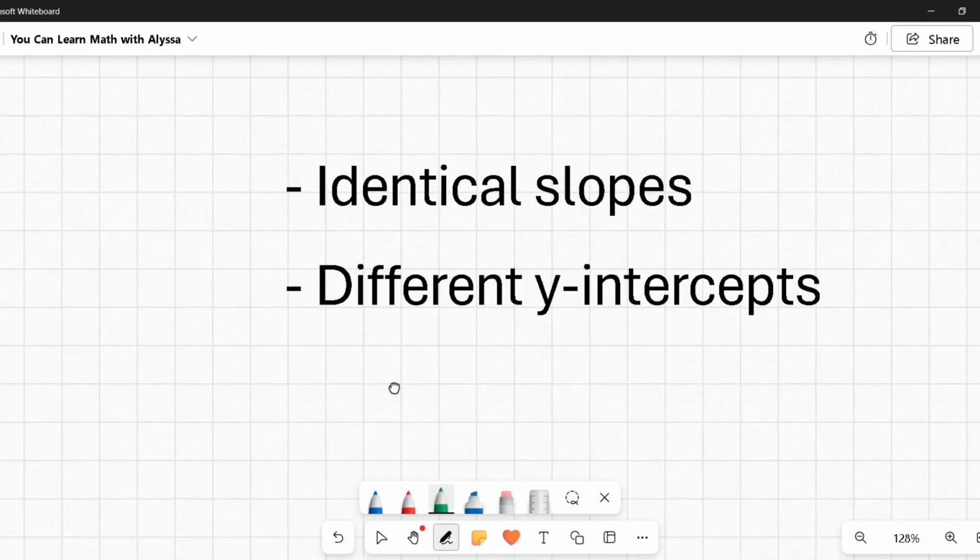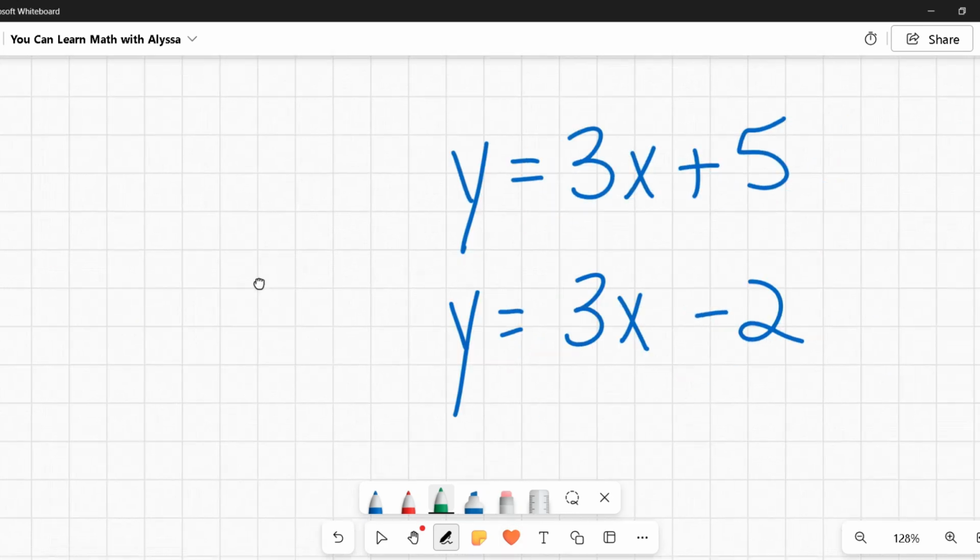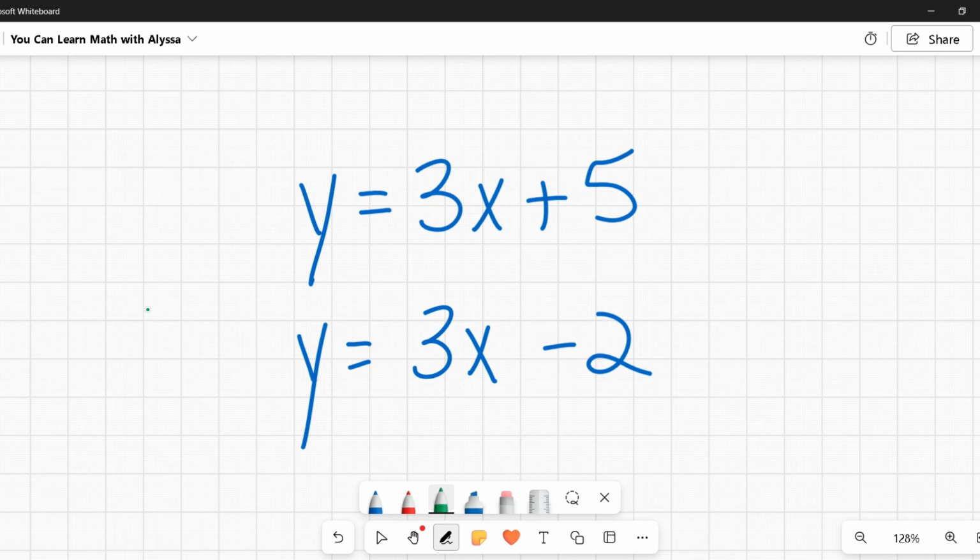When we're looking at the equation of the lines, for parallel lines, we want to look for identical slopes but different y-intercepts. Here are two parallel lines in equation form. As you can see, they have the same slope here in their slope-intercept form of slope of 3, but they have different y-intercepts. If you had two lines that had the same slope and the same y-intercept, it would just be the same line on top of itself.